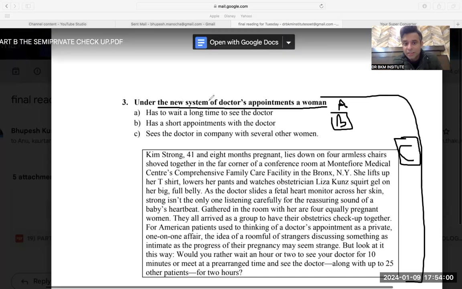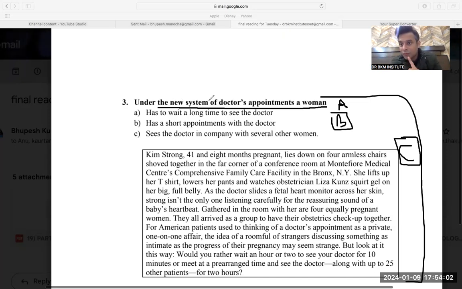So the question says under the new system of doctor's appointment, a woman. The main word in this is new because that is what defines this question. What is happening to a woman regarding the doctor's appointment under the new system? That is the question. What is the change? What is the thing that is happening in the new system? So the word over here is new. That is the main word that you should try and find.